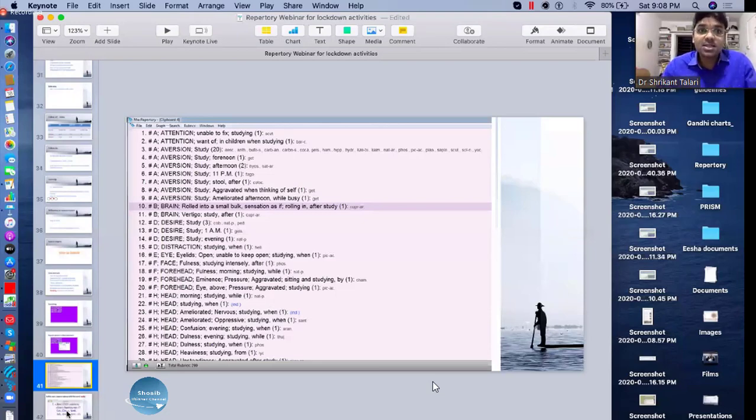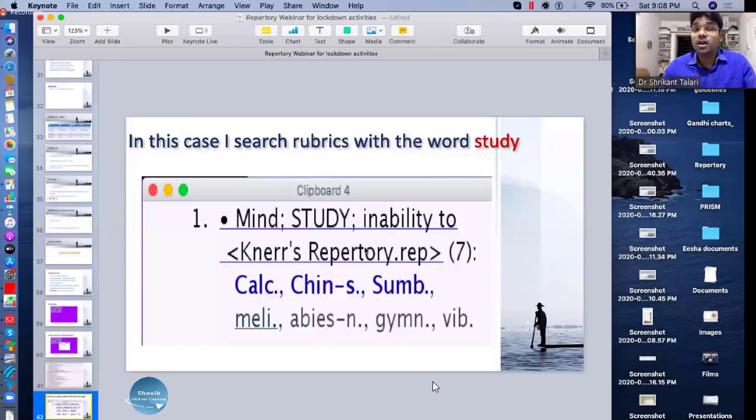So in this case, I find this rubric, study inability to, which is given in Nair's repertory, and there are 7 remedies in it: calcarea, china sulphs, sumbul, melilotus, abyss nigra, gymnocladus, viburnum. Now out of all this, I read all of them, and then one remedy out of this is gymnocladus.